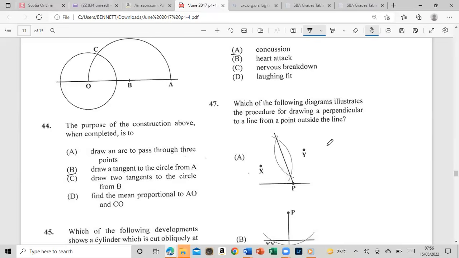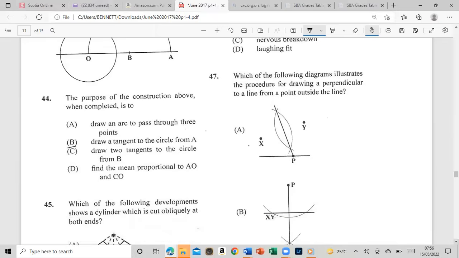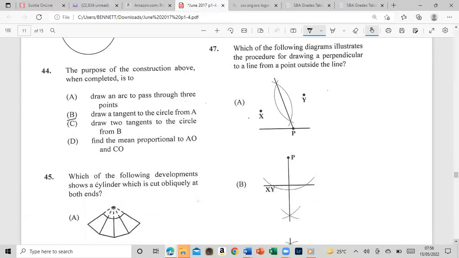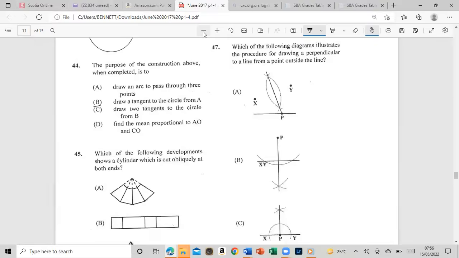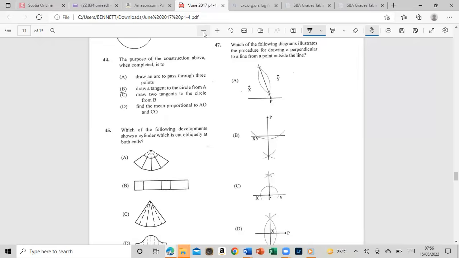Which of the following diagrams illustrates the procedure for drawing a line perpendicular to a line from a point outside the line? All right, let's just see all of them. You guys see all the options at once. Guys, remember you're supposed to be typing in the answers. Come on, almost at the end. What will be the answer for 47? I want to wish you guys all the best in your exam. All right, and that is A.